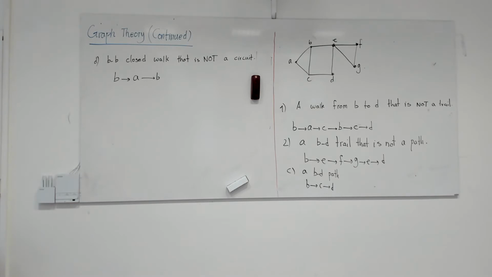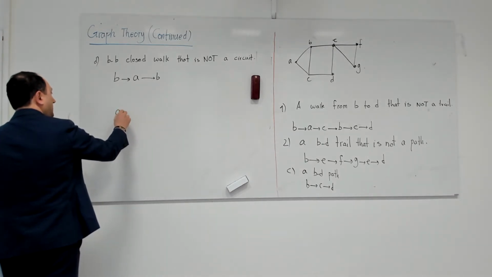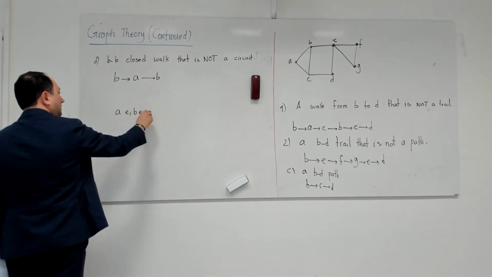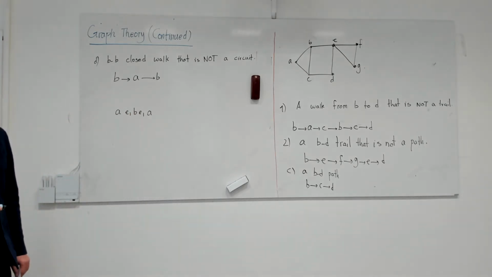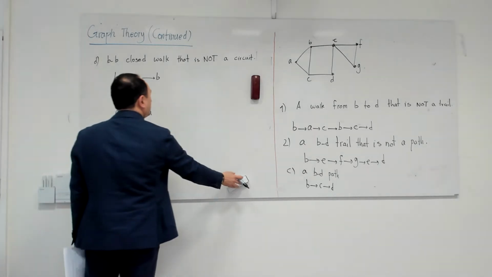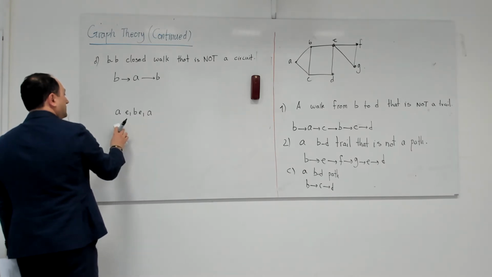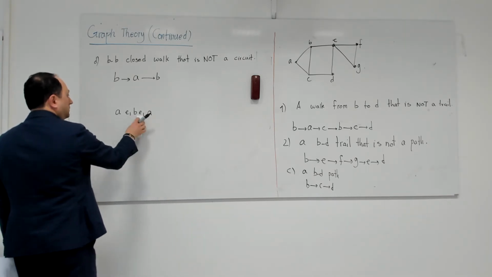So from B to A, and then come back to B, I am repeating an edge. In principle, if I call it E1, it means A, E1, B, E1, A. Yes, I think that's correct, because according to the definition, this is a closed walk. It's an alternating sequence of vertices and edges, and one edge is repeated, E1. Yes, I would accept that.